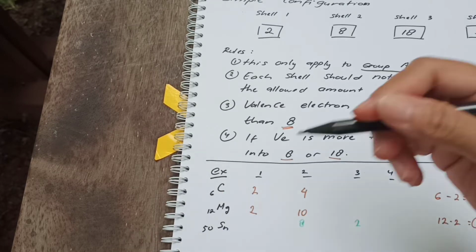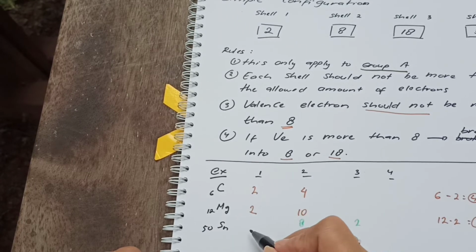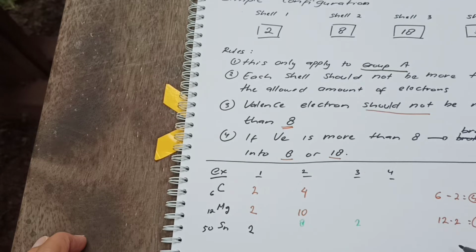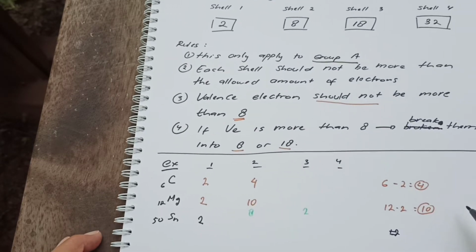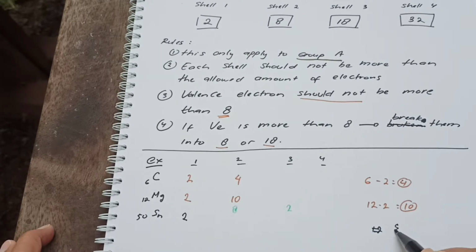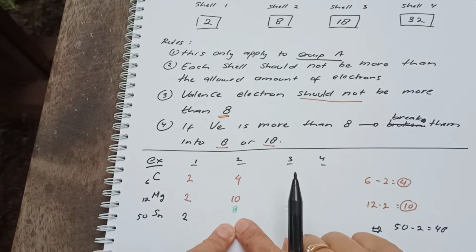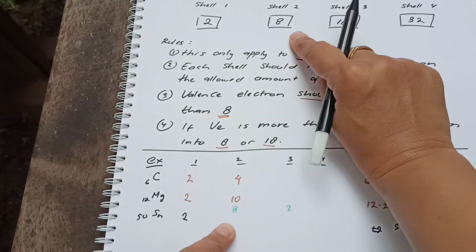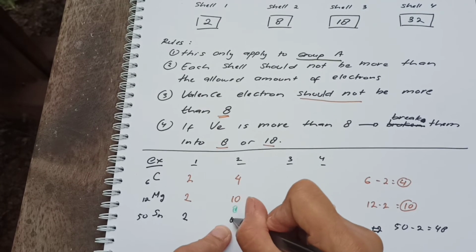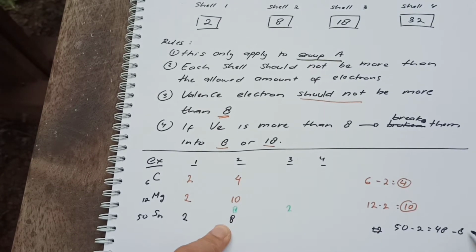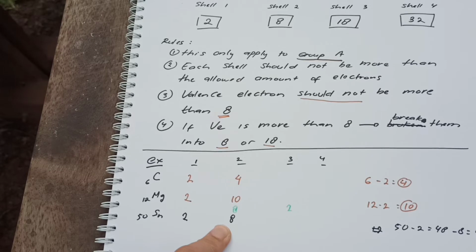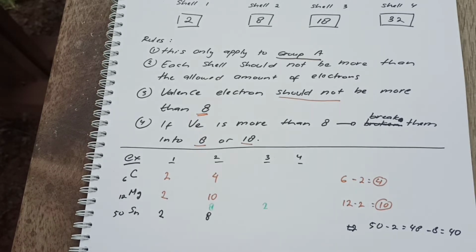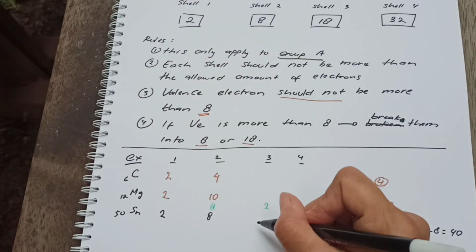Okay. Next, we're going to move on to the one which is so long, 50Sn. Sn is tin or stannum. You have 2 here. How much more do you have? 50 minus 2, you have 48 electrons. You cannot put 48 electrons here because it's only allowed 8. You put 8 here. Then minus 8, you still have 40 electrons. Now, you put another 18 here.